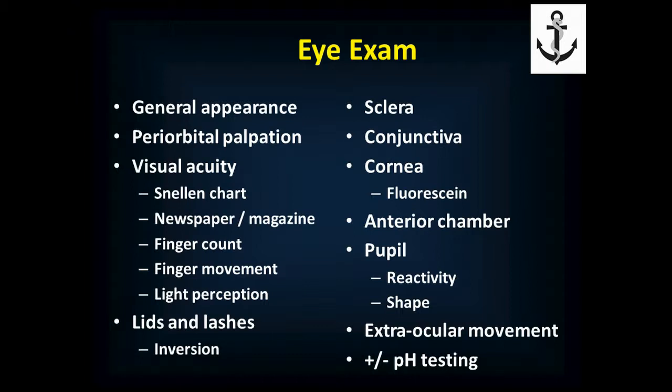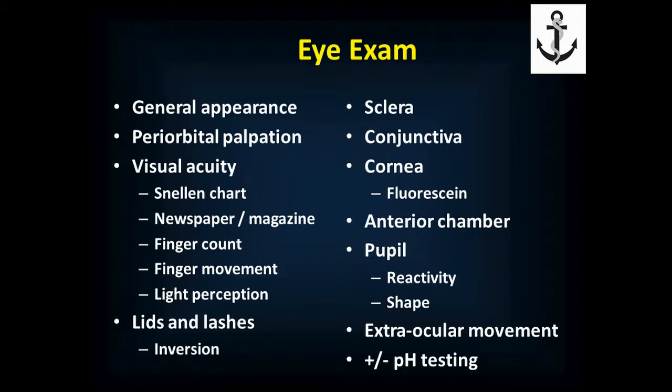Stand back 3, 4, 6 feet, hold up your fingers, have them cover one eye and count your fingers, and then cover the other eye and at the same distance count your fingers. See if they're symmetric. If they can't count fingers, can they see them moving? If they can't see them moving, do they have any light perception at all? Cover up the unaffected eye, take a bright light and shine it in the affected eye. Can you perceive any light at all? If they can't perceive light, they are blind.